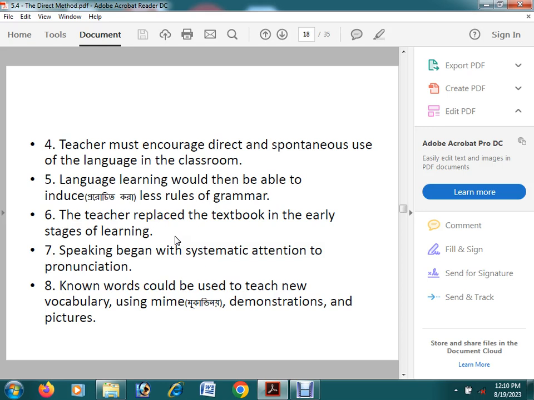So we started our lecture in such a way that in case of GTM, there is a lack of oral proficiency, especially speaking.